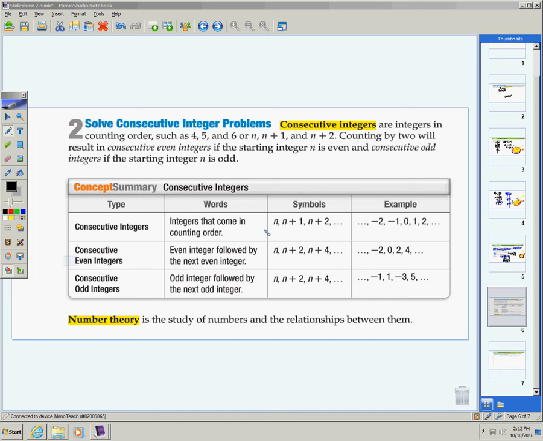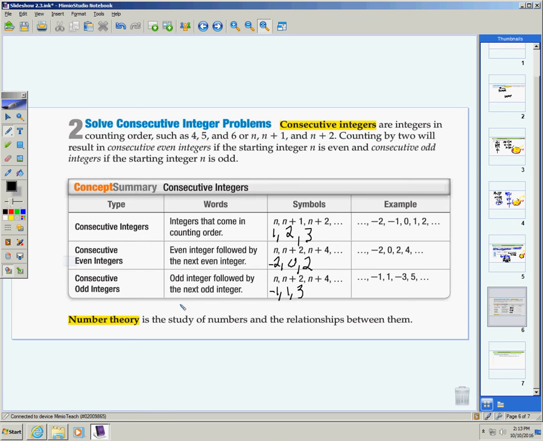Okay, so consecutive integers would be like 1, 2, because if n is 1, 1 plus 1 is 2, 1 plus 2 is 3. Here, let's use the example up to the right. If n is negative 2, plus 2 is 0, negative 2 plus 4 is 2, and so on. So these would be consecutive even. Consecutive odd integers, if I start with negative 1, plus 2 is 1, negative 1 plus 4 is 3. Okay, this is how you write consecutive odd integers or consecutive even integers. And then consecutive integers, you just add 1 instead of adding 2 each time.